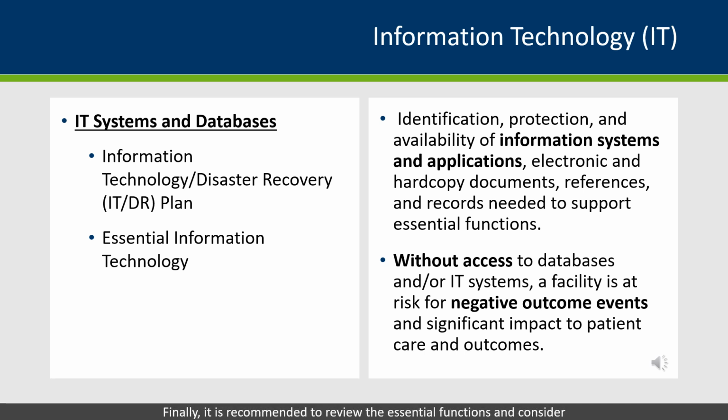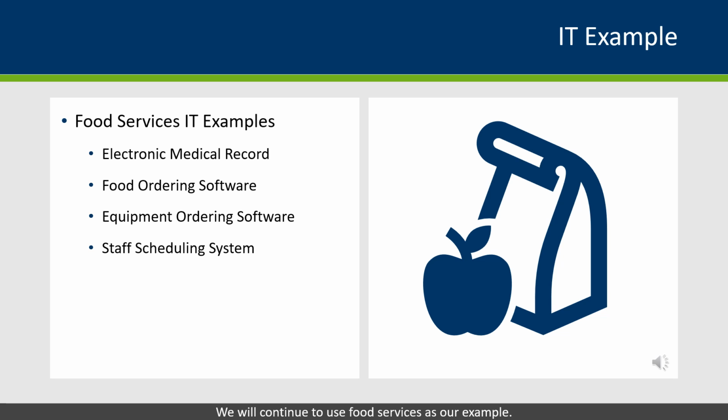Finally, it is recommended to review the essential functions and consider which information technology systems would be necessary to support an essential function and/or supporting essential activities. There is an essential information technology identification table in your COOP plan template where results can be documented. We will continue to use food services as our example. Some potential examples of information systems and applications for food services are an electronic medical record, food ordering software, equipment ordering software, and the staff scheduling system.